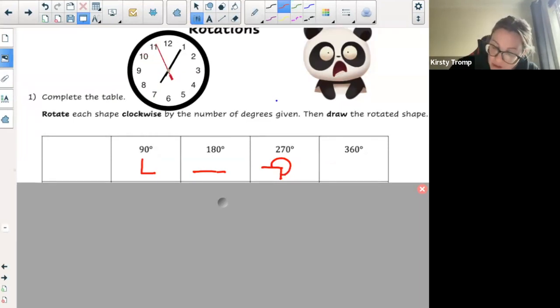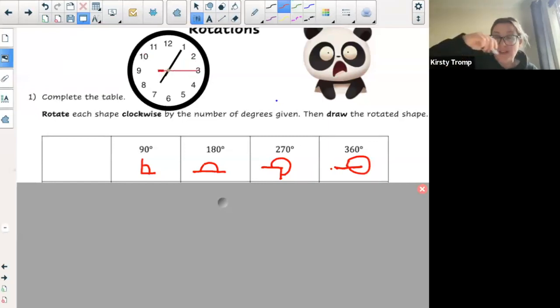And finally, to show 360 degrees, what's going to happen? It's going to go in a full circle like that. So 90 degrees moves like that. 180 degrees is going to move flat like that. 270 degrees is going to kind of move three quarters of the way. And 360 is going to move in a full rotation. Okay, let's go give it a try, everybody.